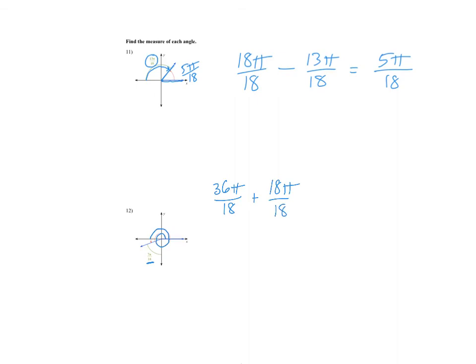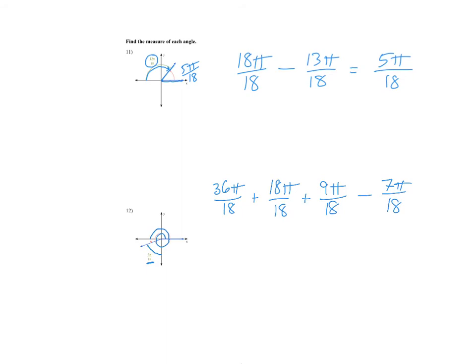One full revolution, our first full revolution here, is 2 pi. So the equivalent fraction is 36 pi over 18. And then we're going half a revolution right here, which is pi or 18 pi over 18. And then we're going a quarter rotation, which is going to be 9 pi over 18. That takes us to this axis, and then we're subtracting this one because that's coming from here.